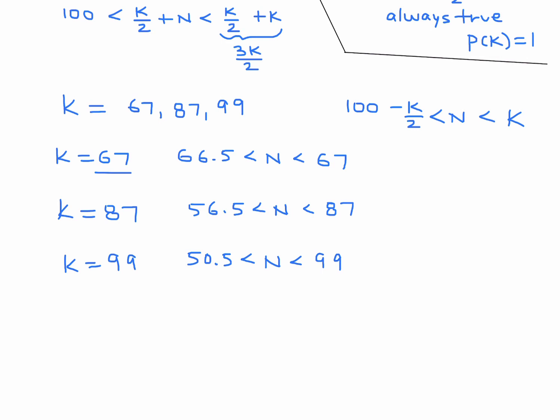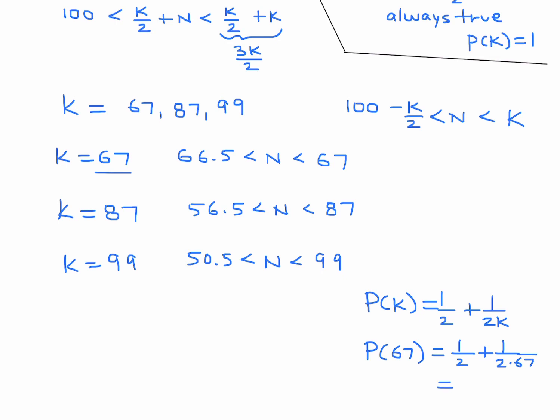And if you're interested, the actual formula for calculating pk is 1 over 2 plus 1 over 2k. Interestingly, you don't even need to figure out what pk is. All you have to do is figure out which of those values of k in the denominator give the smallest range for n. But if you want, you can figure this out. And this is going to be 1/2 plus 1 over 2 times 67. And if you do the math, you will get 34 over 67.